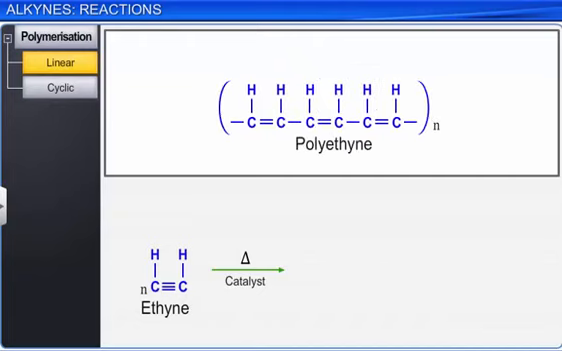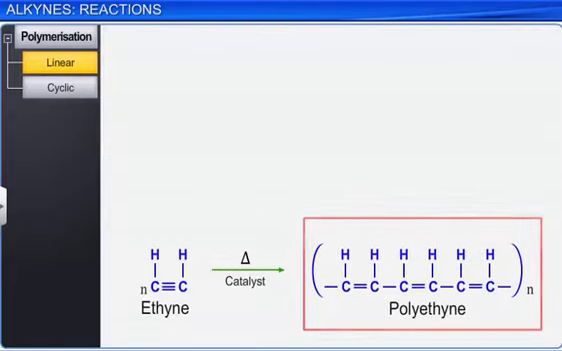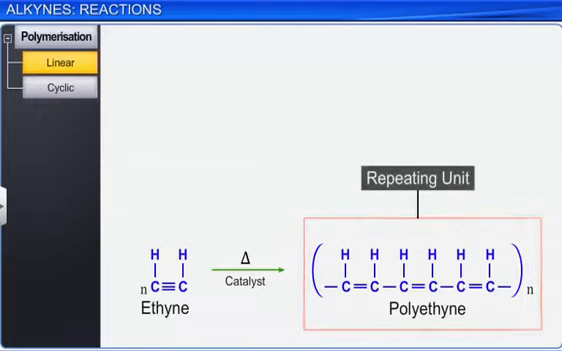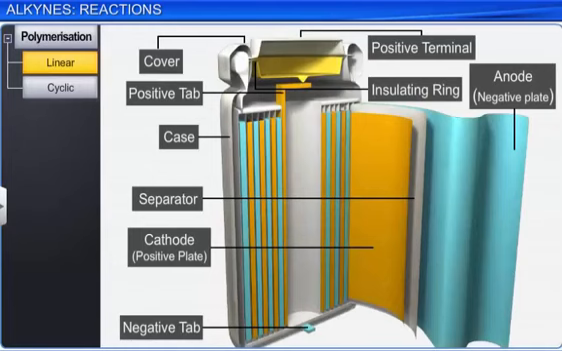Polyethine is a high molecular weight polyene which consists of repeating units as shown here. The polyethine molecule is represented as shown. It conducts electricity under special conditions. This is why a thin film of polyethine is used as an electrode in batteries.